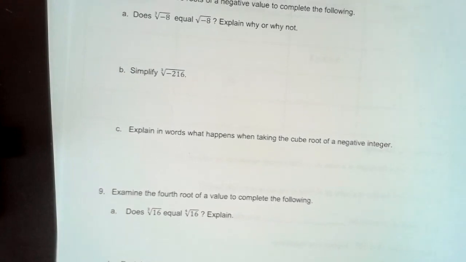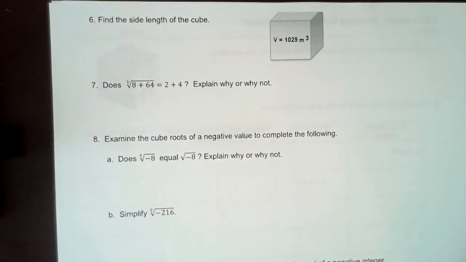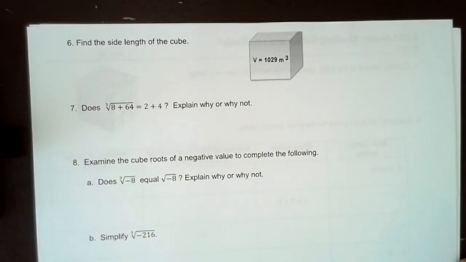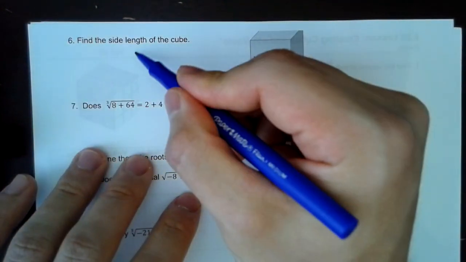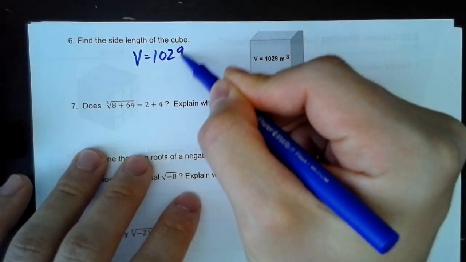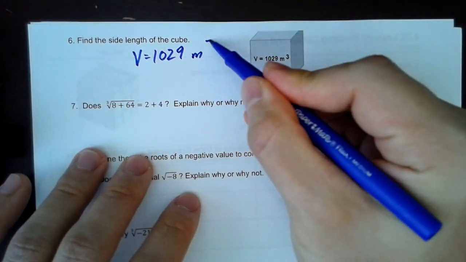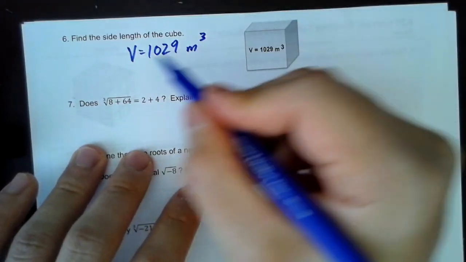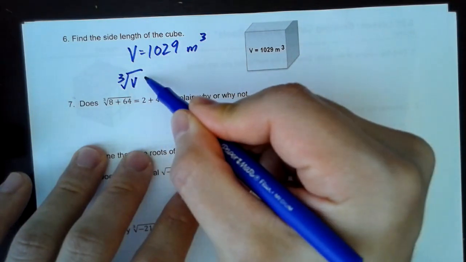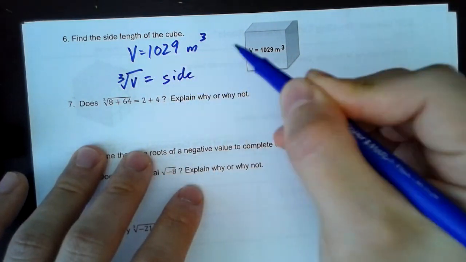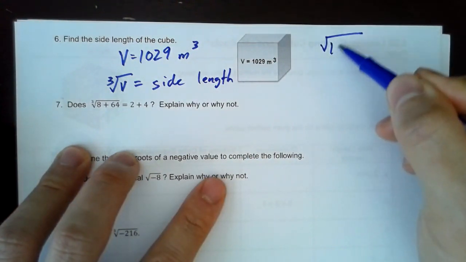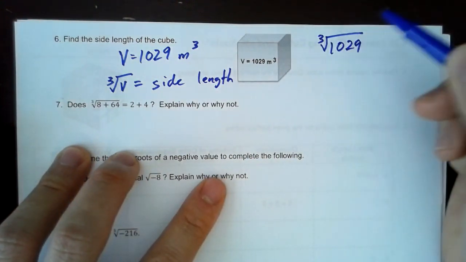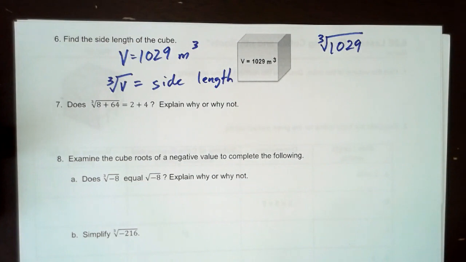This is page 48. Find the side length of the cube. So the volume is 1029. If the volume is 1029, we're going to have to find the cube root of it, and we're going to cube root both sides. So we cube root the volume, and we realize that that's going to be the side length, right? We learned that in the previous page. So the real question is, what is the cube root of 1029?